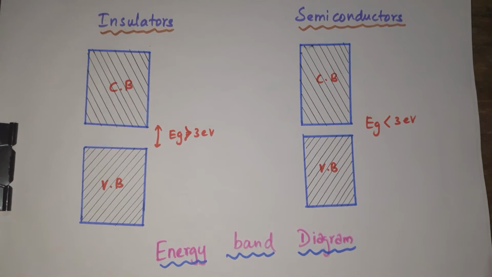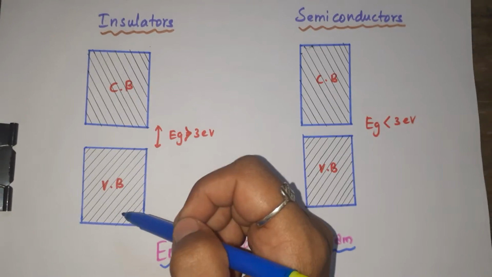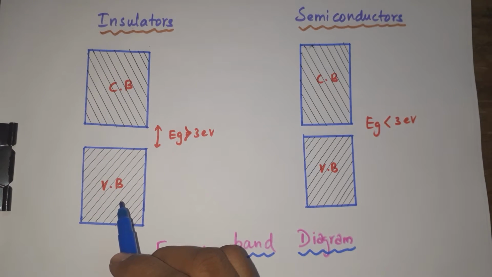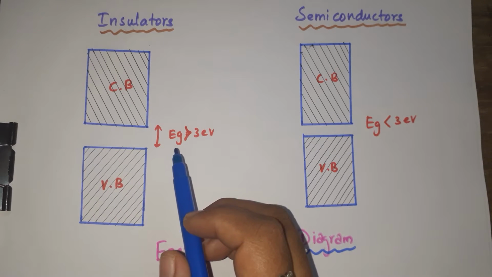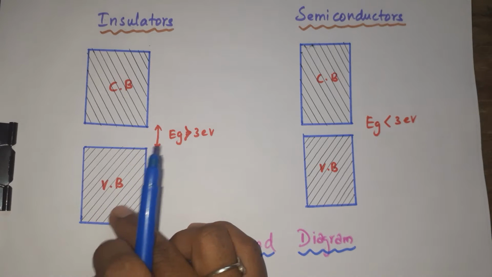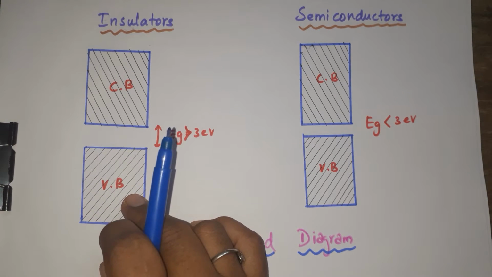I already told you about CB and VB. What is CB and what is VB? CB is the conduction band and VB is the valence band, right? And this EG is nothing but the energy gap. What is VB? VB is an energy band which is completely filled at 0 Kelvin. That is called the valence band.